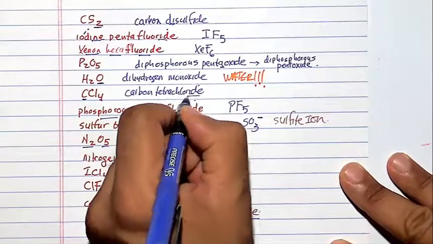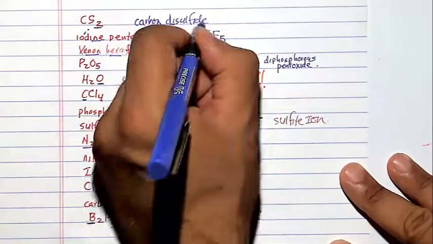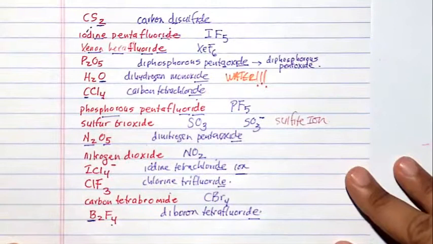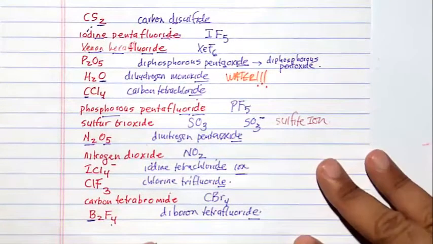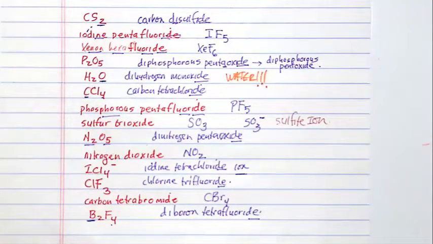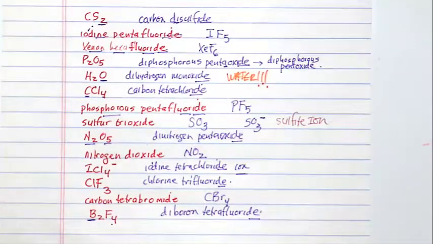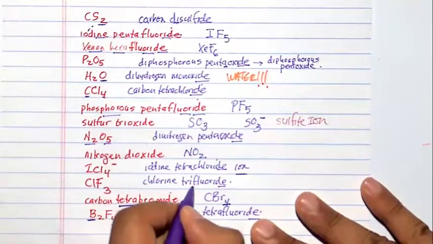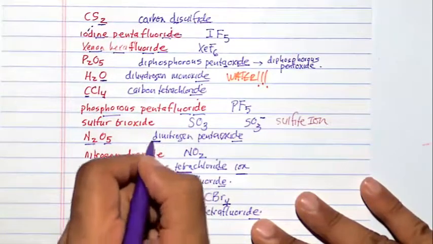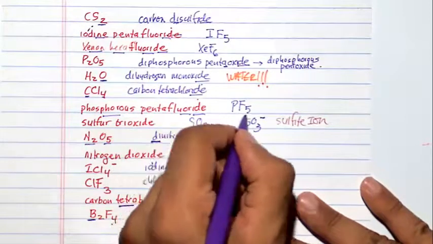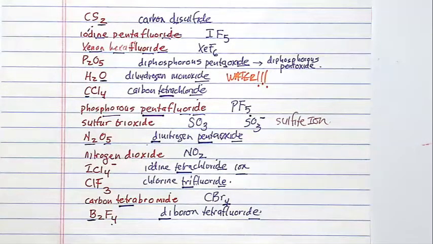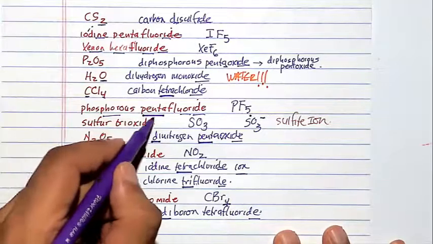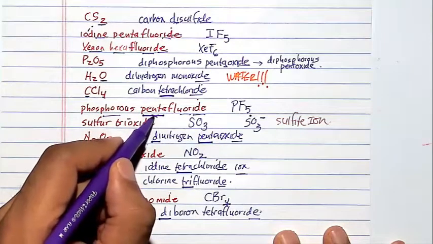Suffixes: ide. The difference between this and covalent compounds: number 1, no switcheroo, and number 2, the prefixes: mono, di, tri, tetra, penta, hexa. Di, tetra for 4, tri for 3, tetra, di, penta, tetra. All right, so if you see a formula that has phosphorus pentafluoride, that's pretty easy, PF5.